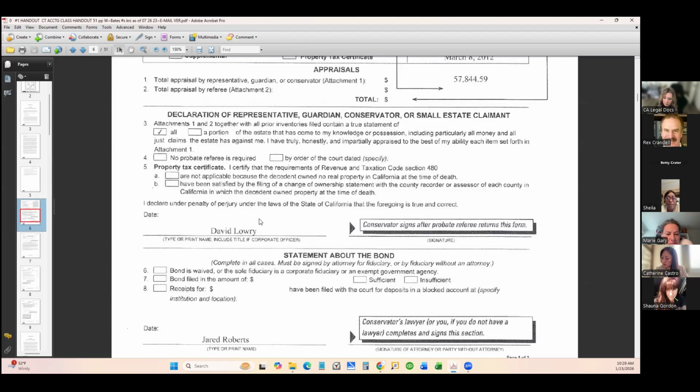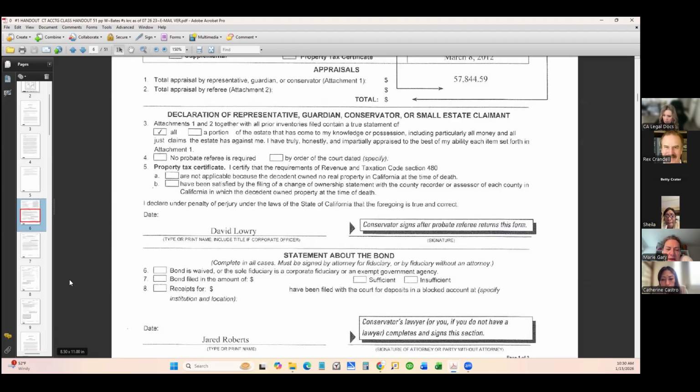And then I'm sorry to go back to that bond. Which one would I mark, 6, 7, or 8? Well, if the judge did not, I do have one. Okay, then that's 7. And you're going to put the bond amount. Okay, great. Thank you. Anybody else?